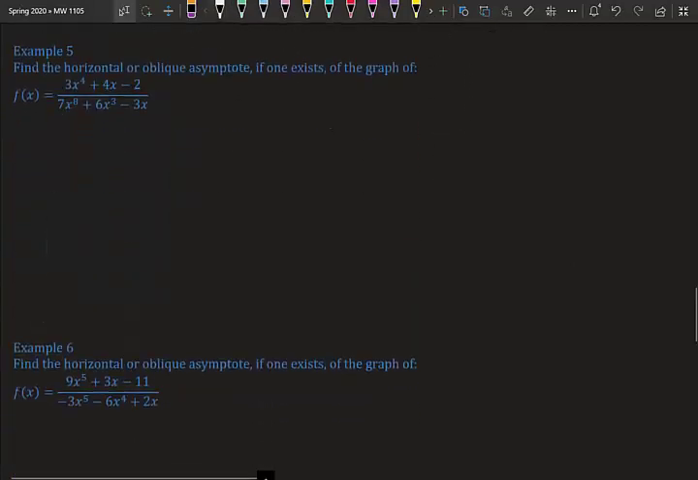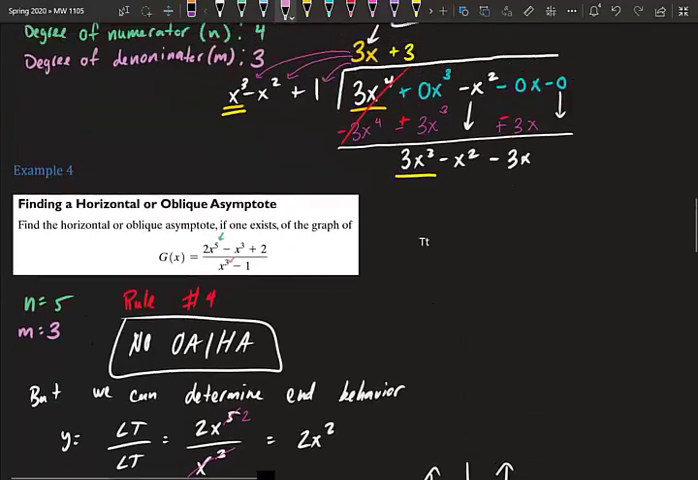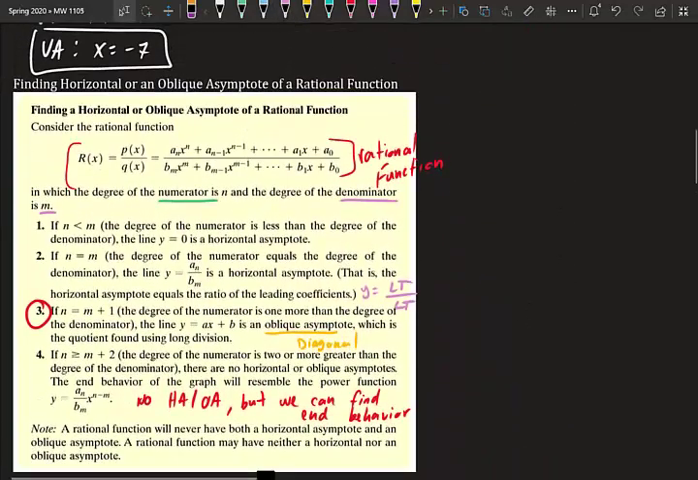All right, example 5. So let's find our degrees. The degree of the numerator is 4. The degree of the denominator is 8. So the degree of the numerator is less than the denominator. So when the degree of the numerator is less than the degree of the denominator, your horizontal asymptote is y equals 0. It's rule number 1.